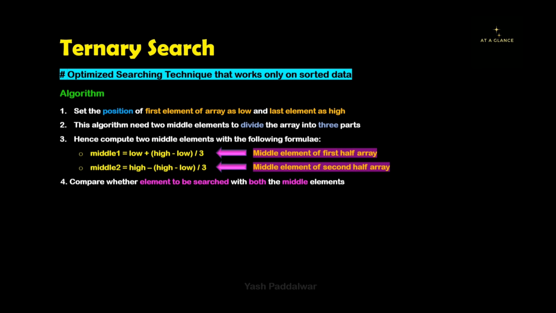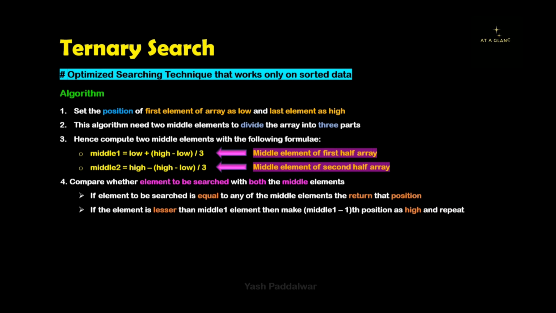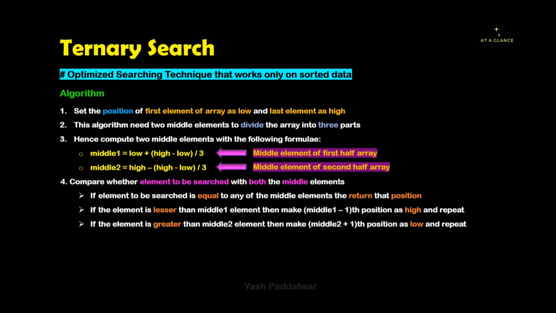Once you get both the middle elements' positions, you need to compare both the middles with the element to be searched. Now after comparing, there will be 4 different possibilities. The first possibility is that the element to be searched is equal to any of the middle elements. In that case, just return the position and stop. In the second case, if the element to be searched is lesser than the element present at the middle 1 position, that means the element lies to the left of the middle 1 position. In that case, make middle 1 minus 1 as high and repeat the step.